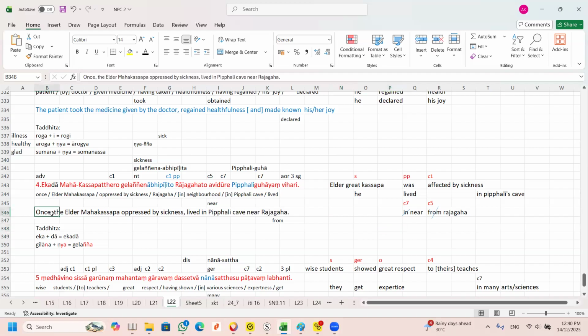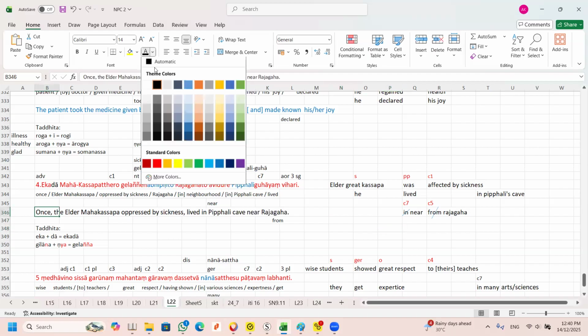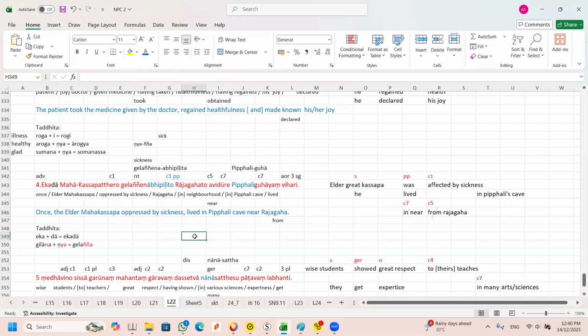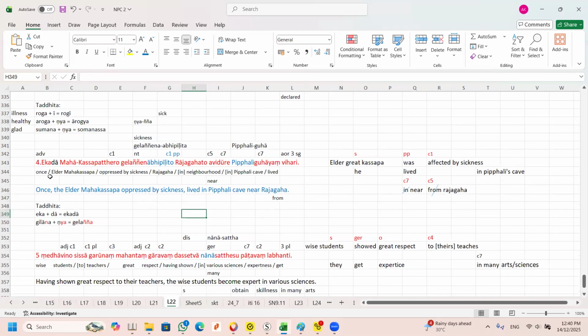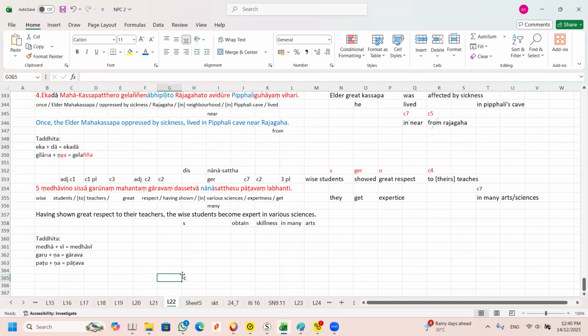So then this is the book answer. Also, "once", because ekada is once. So this is "once". I didn't put it by sentences because this is an adverb. So you can put it in front or at the back, but here it has to be in front. Now we go to the last one.